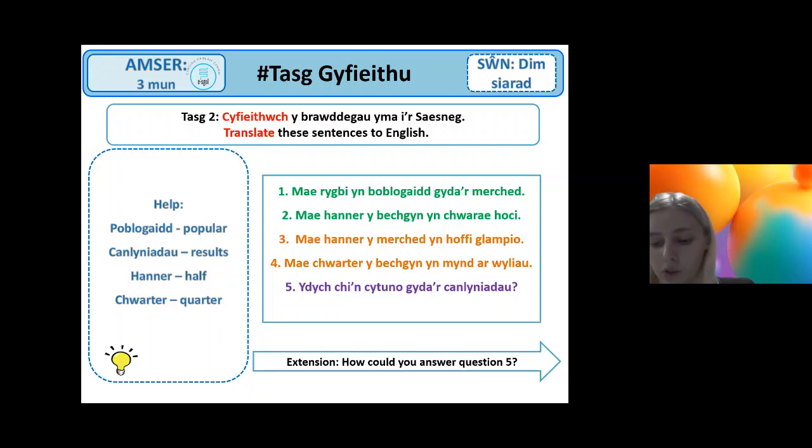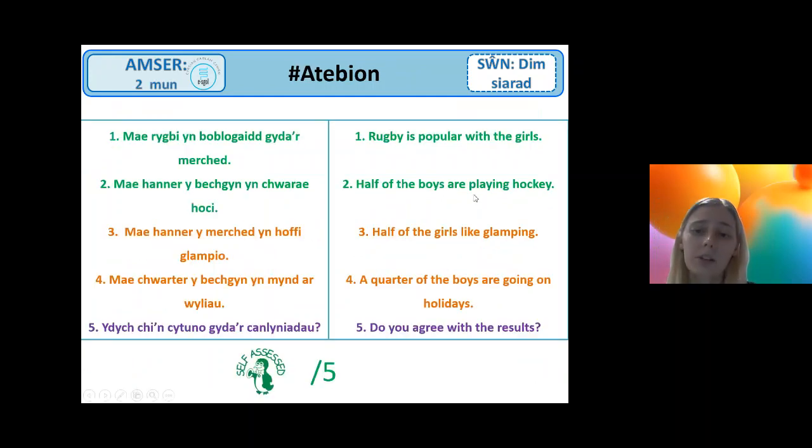Okay, so if we go dros yr atebion. So the first one, rugby is popular with the girls. So remember, merched is girls, poblogaidd, popular. Then we have half of the boys are playing hockey. Mae hanner bechgyn yn chwarae hockey, so hockey is English. Mae hanner merched yn hoffi glampio. Half of the girls like glamping. So glampio could be a new word for us, glamping.